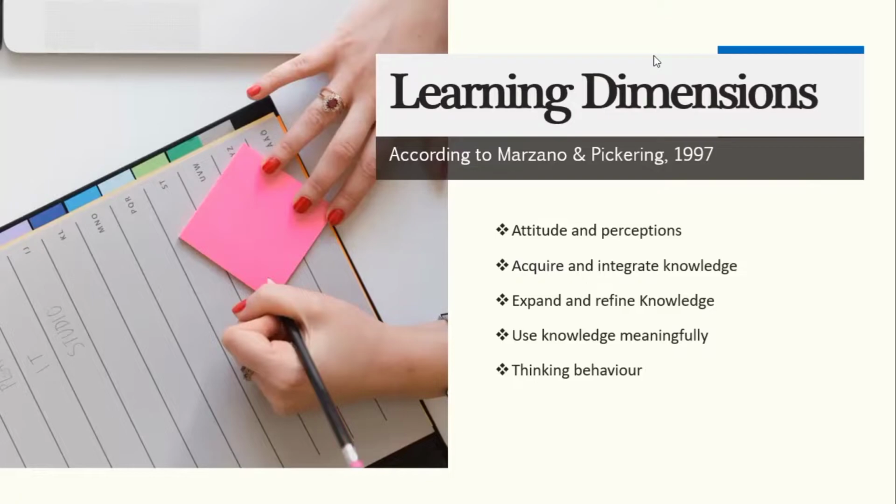In this part, the teacher helps students acquire declarative knowledge. The third is expand and refine knowledge. In this part, the teacher helps students develop complex reasoning process. And then use knowledge meaningfully. In this part, the teacher helps students develop complex reasoning process. And the last is thinking behavior. In this part, the teacher helps students develop productive thinking behavior and encourages the behavioral dimension of thinking. Next.